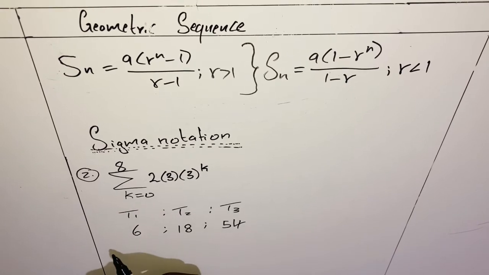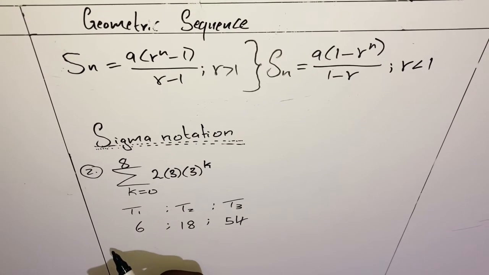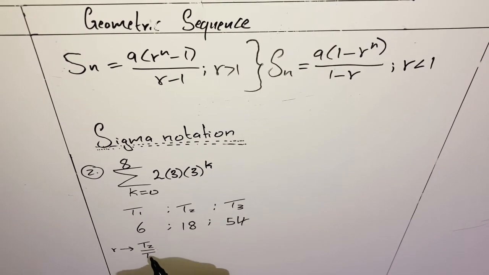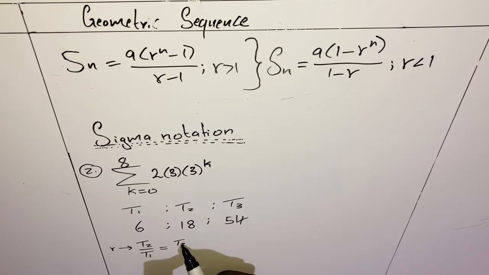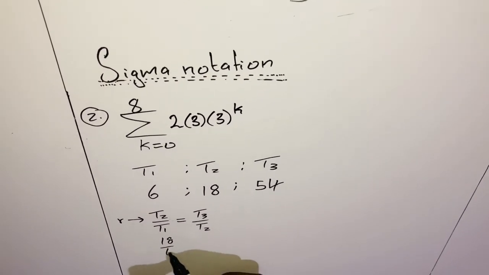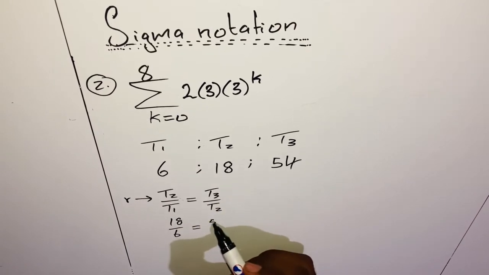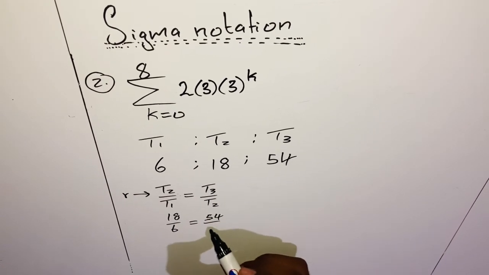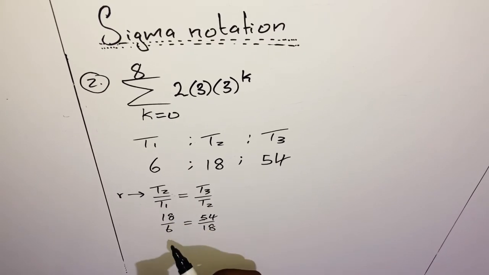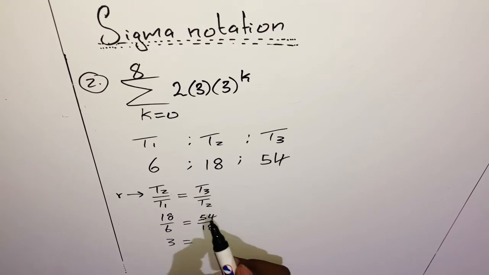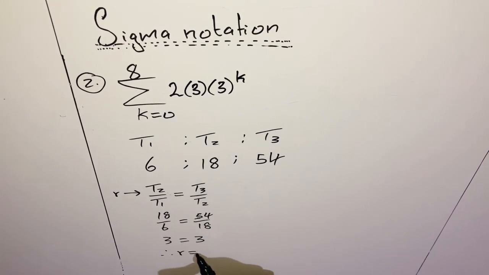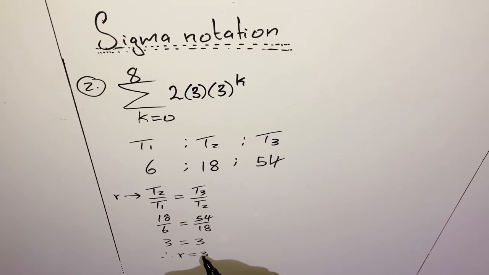Then now we go on to find our common ratio using the T2 over T1 also equals to T3 all over T2. My second term is 18, first term is 6, my third term is a 54 all over 18. Then 6, 12, 18, I get a 3. This side as well, I get a 3. Therefore, I conclude my R is equal to 3.